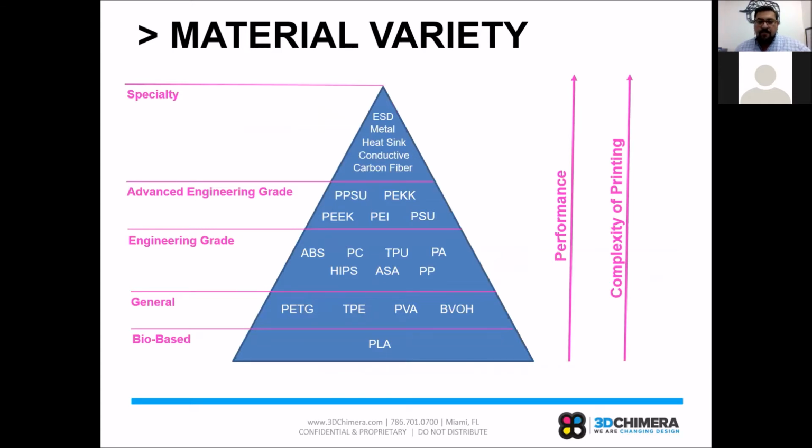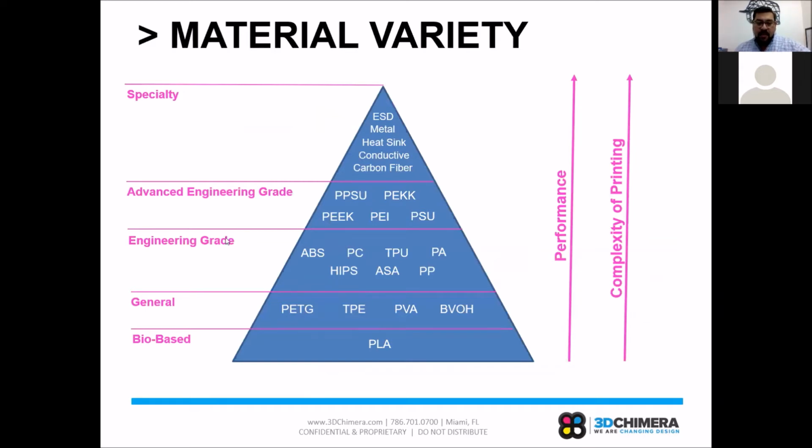work with. Then you have this new tier, I'm going to call it the general 3D printing materials. These are going to have a lot of the benefits of the engineering grade materials, but also they're going to be much easier to print, similar to maybe the PLA material. So, PETG falls in here, the TPE materials fall in this category, as do some of the dissolvable materials like the PVA and the BVOH materials.